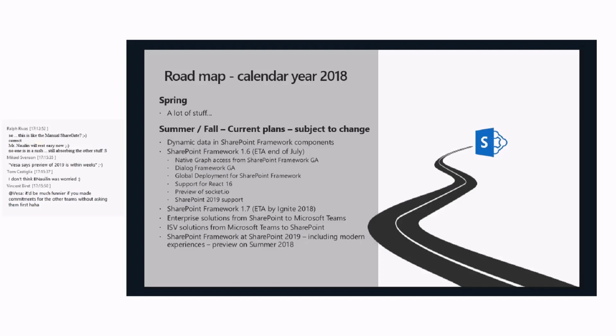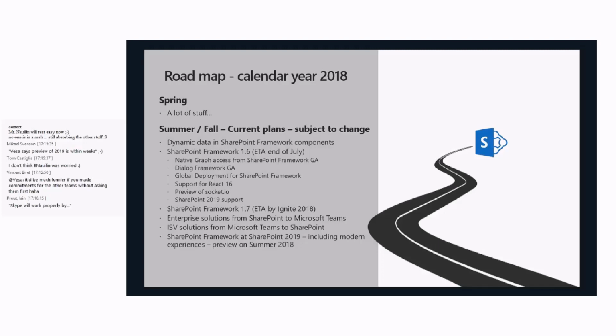of SharePoint Framework extensions. This is something which we demonstrated in Build and in SPC. Support for React 16, which isn't yet supported, preview of Socket.io APIs, and SharePoint 2019 support. So all of this should be part of the 1.6. And 1.7 is then the version which will be released in the Ignite timeframe with additional capabilities.